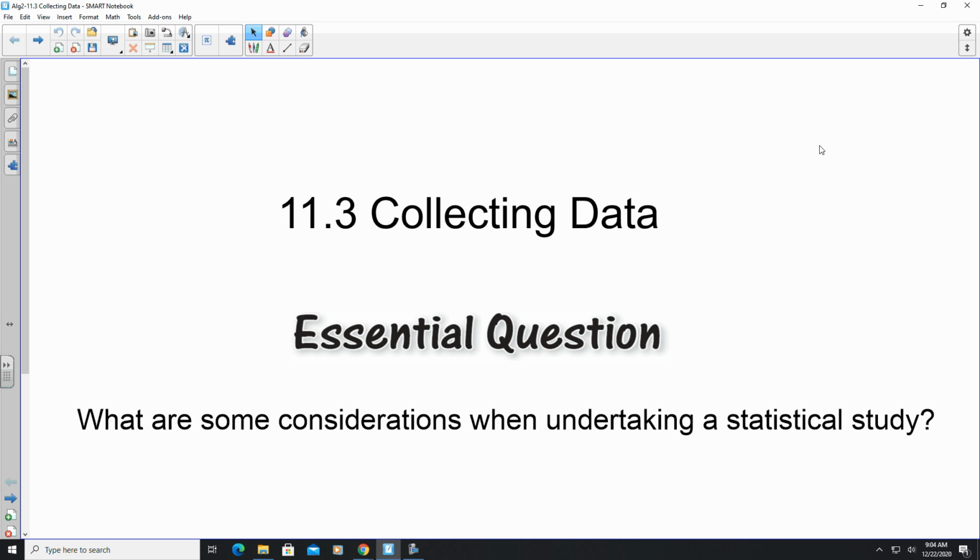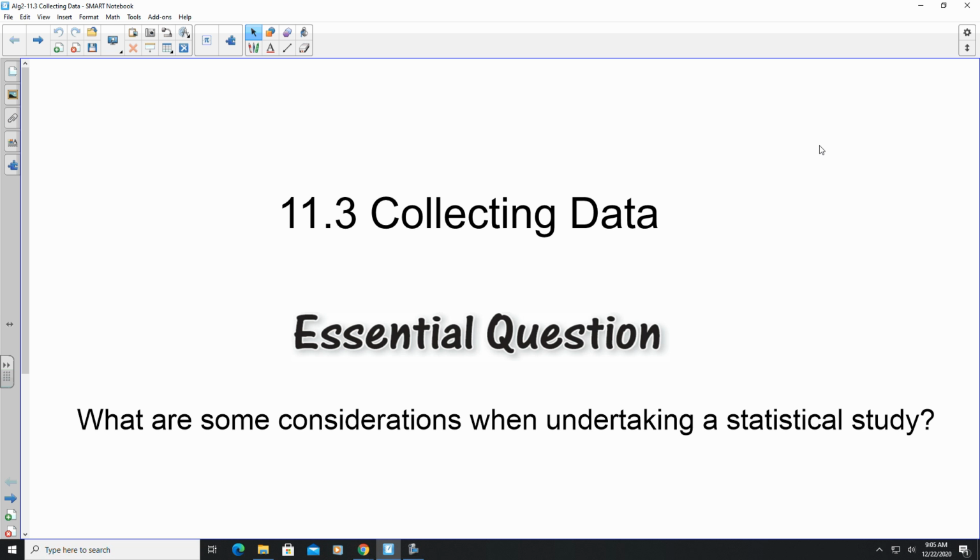In this lesson, we're going to be looking at section 11.3, where we're going to be collecting data. Some of the things that they want us to consider when undertaking a statistical study is how are you supposed to collect the data? There are many different ways that you can collect a sample of a population.